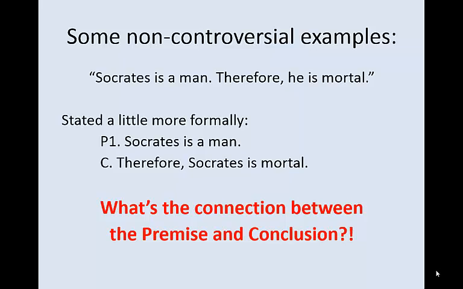This is really simple, but somebody could wonder, what's the connection between the premise and the conclusion? Somebody could be puzzled. I just don't understand. Socrates is a man, therefore he's mortal. How did you get from premise 1 to the conclusion? I'm so confused. Conceivably there could be such a person and we want to help them out, and the way we help them out will help us with the more controversial arguments.